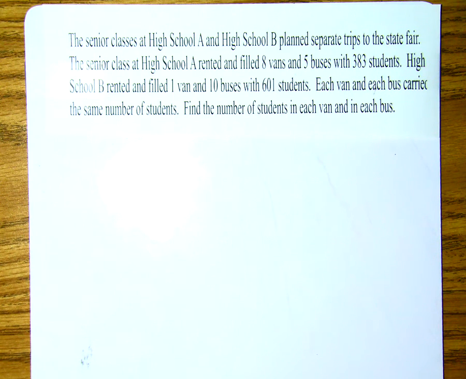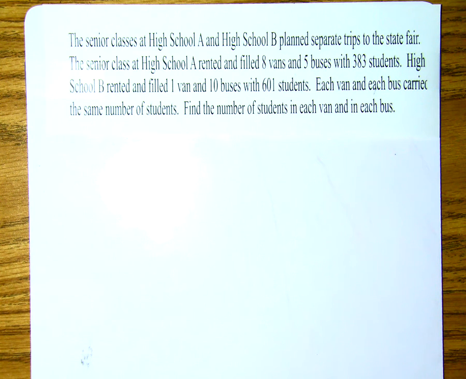So this is how the question reads. It says the senior class at high school A and high school B planned a separate trip to the state fair. The senior class at high school A rented and filled 8 vans and 5 buses with 383 students. High school B rented 1 van and 10 buses with 601 students. Each van and each bus carried the same number of students. Find out the number of students in each van and each bus. So this is a system of equations.